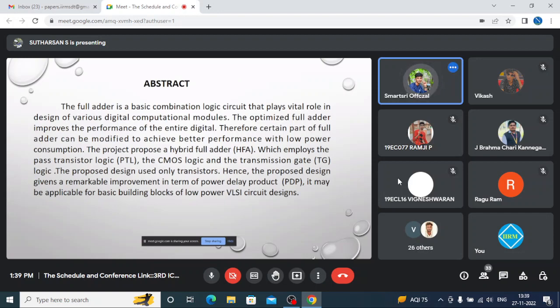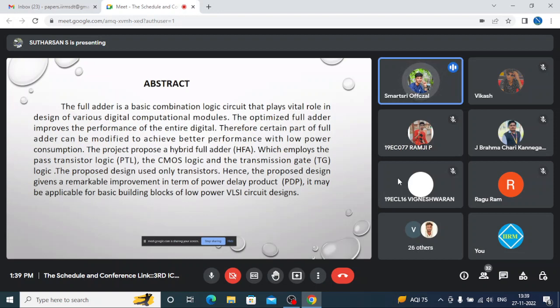Sir, abstract. The main motto of this project is to reduce power consumption with better performance, sir. The full adder logic circuit plays a vital role in the design of various digital modules. The full adder performs arithmetic operations, which employs pass transistor logic (PTL), CMOS logic, and transmission gate logic. The improvement in terms of power delay product (PDP) may be applicable for basic building blocks of low power VLSI circuit designs, sir.